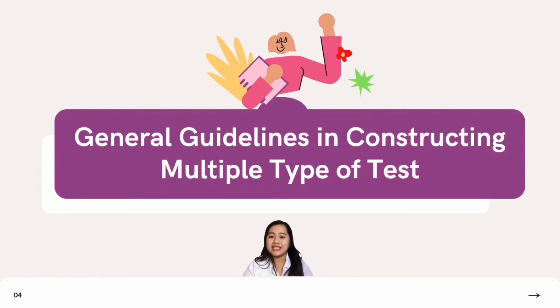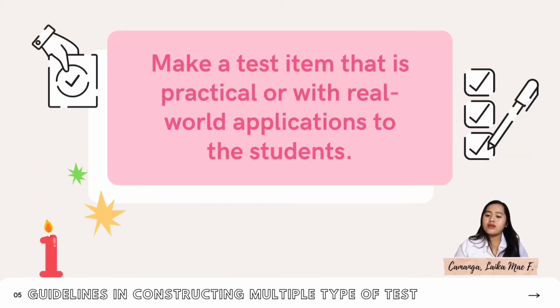I will now start presenting the different general guidelines in constructing multiple choice tests. There are 13 general guidelines in constructing multiple choice tests, and the first one is: make a test item that is practical or with real-world applications to the students. This is because students can recognize solutions easier since they may have had experience about this or learned it from the teacher. So, it helps them identify the possible outcomes of a question faster, especially because they have met or can relate to it, or because they are experiencing them in their daily lives.